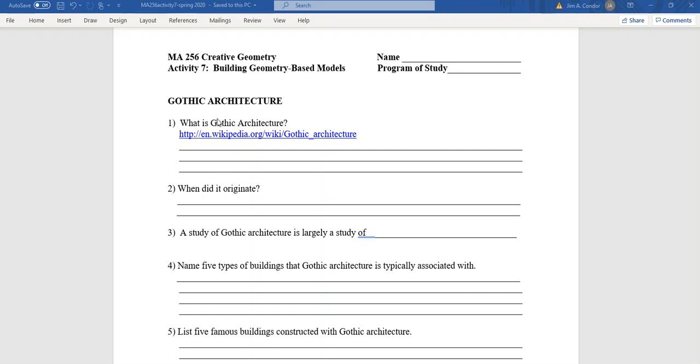Gothic architecture typically has certain types of geometric-based designs, and I'll be more specific with that. It is linked to buildings that were created in northern France and Britain in about 1110 to 1140, and then spread throughout Europe in different areas and lasted up until about the 16th century.